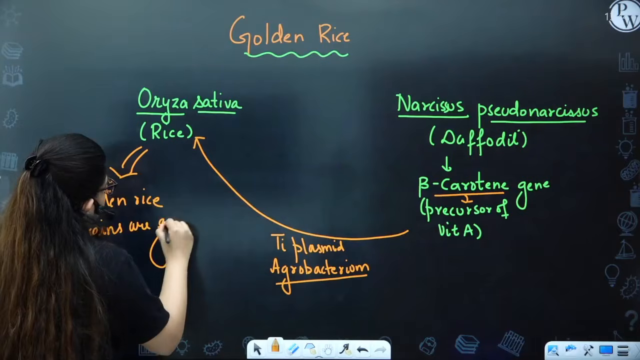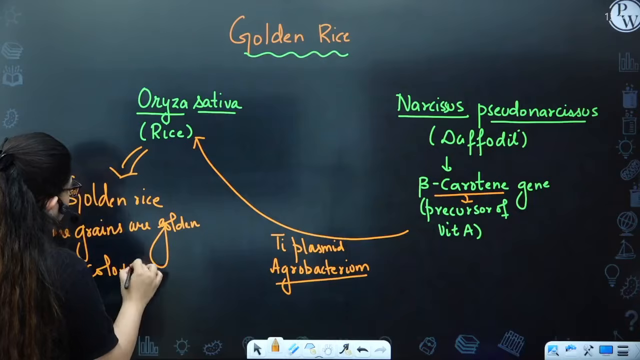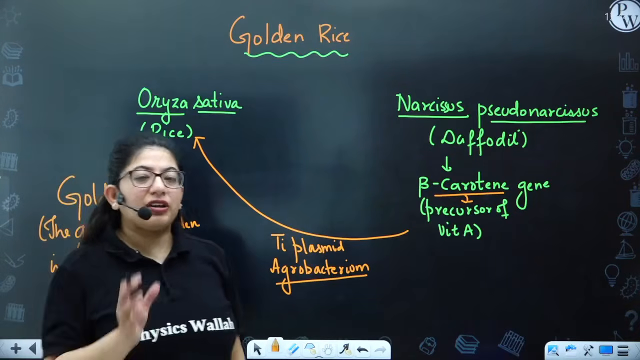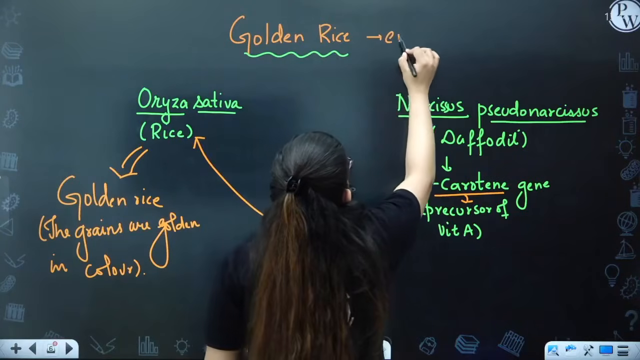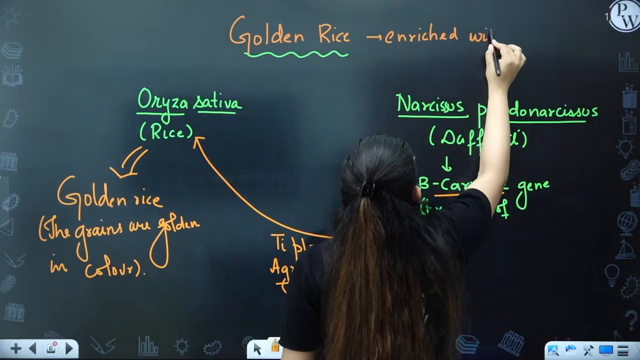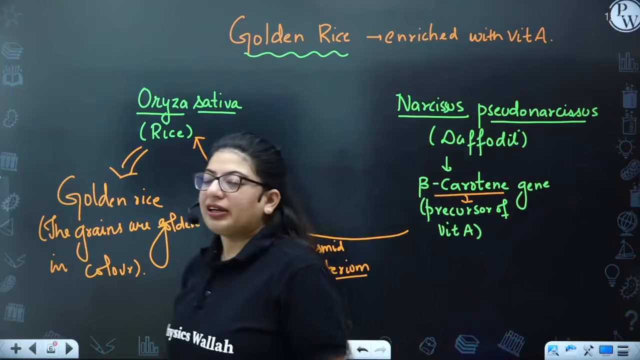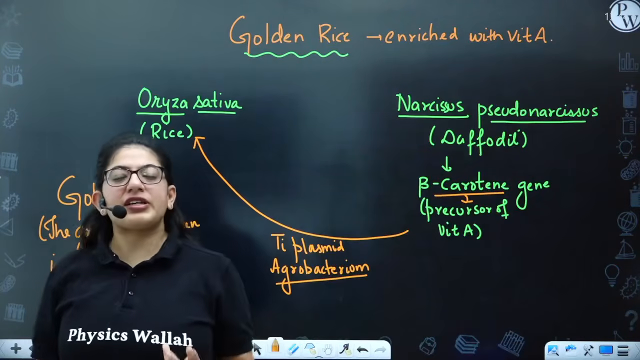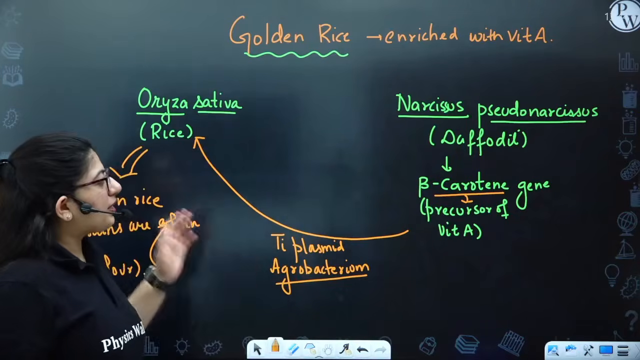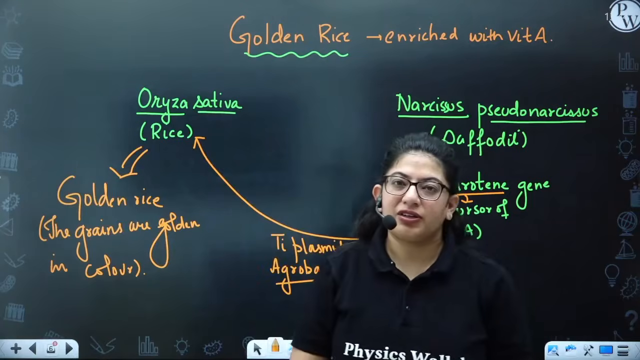Are golden in color. All right. Okay. So if someone asks you what they were enriched with, they were enriched with vitamin A. So now if people eat golden rice, enriched with vitamin A, they will not face the deficiency of vitamin A, and hence no night blindness. All right. So this was one example of how we have increased the nutritional value of food by using genetically modified crops.